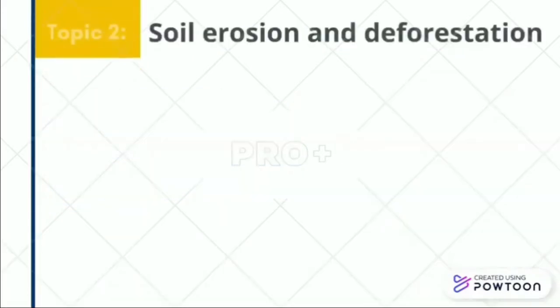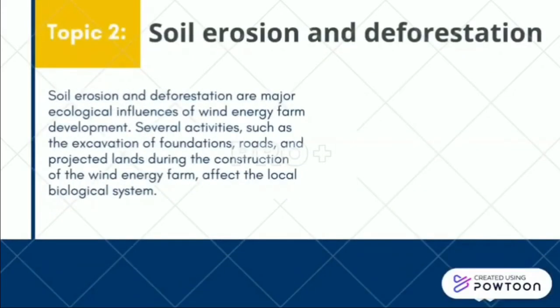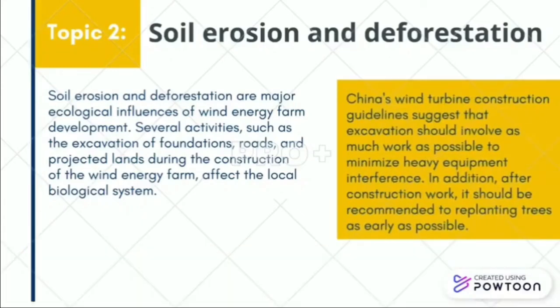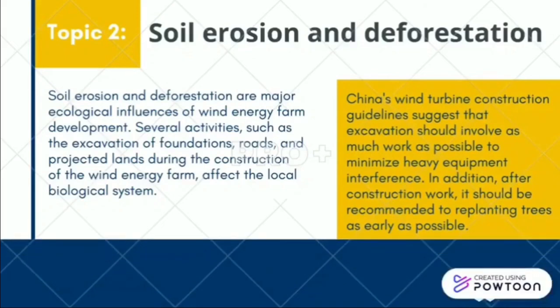Soil erosion and deforestation. Soil erosion and deforestation are major ecological influences of wind energy farm development. Several activities, such as the excavation of foundations, roads, and projected lands during the construction of the wind energy farm, affect the local biological system. China's wind turbine construction guidelines suggest that excavation should involve as much work as possible to minimize heavy equipment interference. In addition, after construction work, it is recommended to replant trees as early as possible.